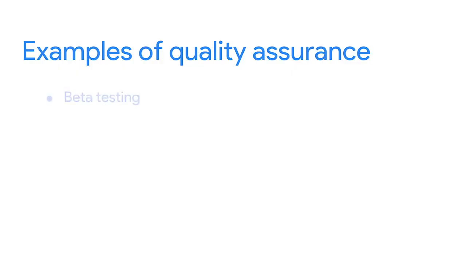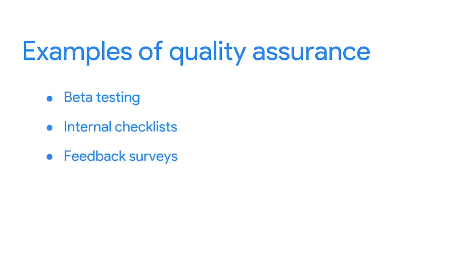Understanding how to create strong evaluation questions will give you the tools and skills you need to measure the success of your project throughout the project lifecycle. Let's get started. In the same way that quality management plans may look different for each project, quality assurance can be implemented in a variety of ways. Some examples of quality assurance are beta testing, internal checklists, and feedback surveys. Each of these methods allow you to evaluate and measure how well your project is meeting its goals.